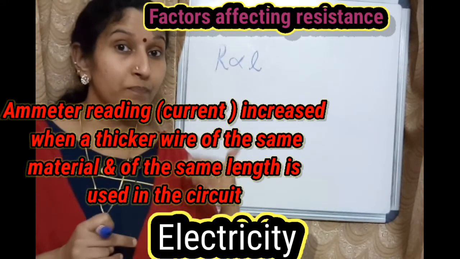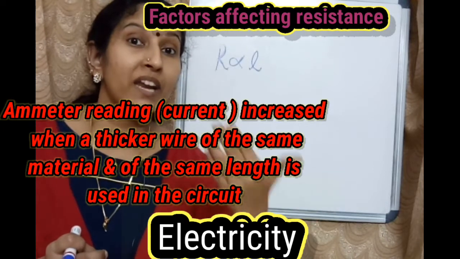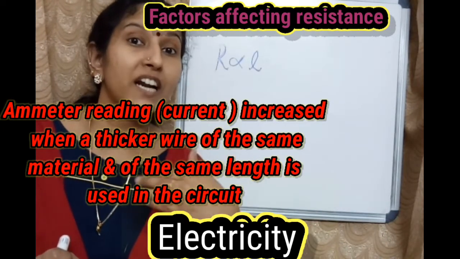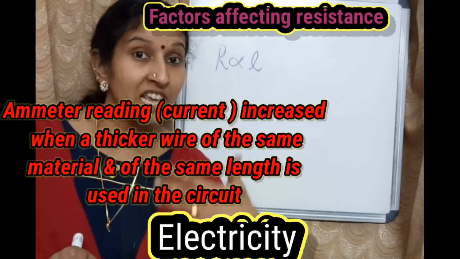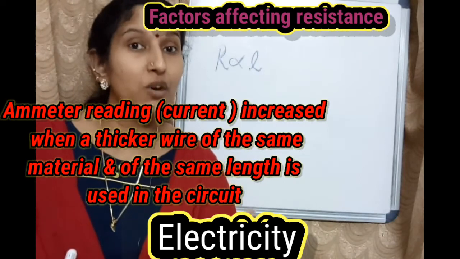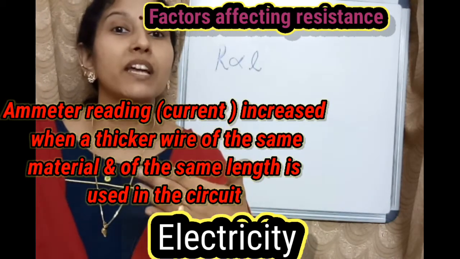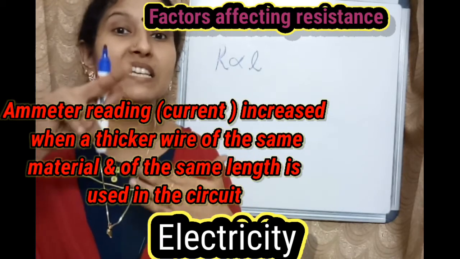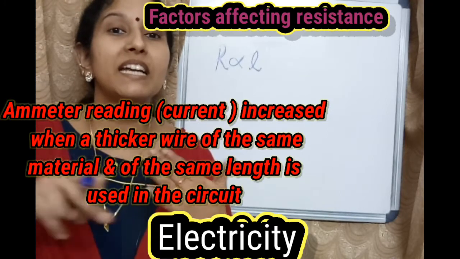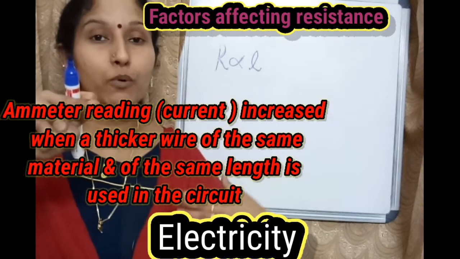How? Because the ammeter reading increases when a thicker wire of the same material and same length is used in an electric circuit. When we increase the area of cross section, or thickness, there is an increase in the ammeter reading. An increase in the ammeter reading, or increase in the current, means a decrease in the resistance. So the resistance is inversely proportional to area.